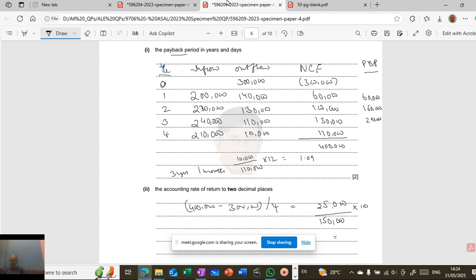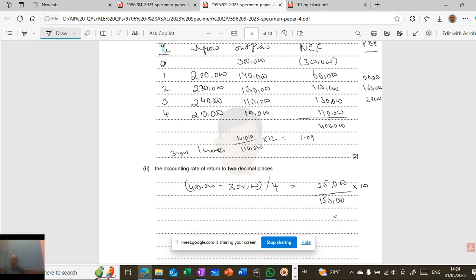Okay, so 1 lakh 50,000. 25 divided by 150 into 100 is 16.67. I did not understand, sir. So what is the formula? The formula is average profit over average investment into 100. Correct. What is average profit?